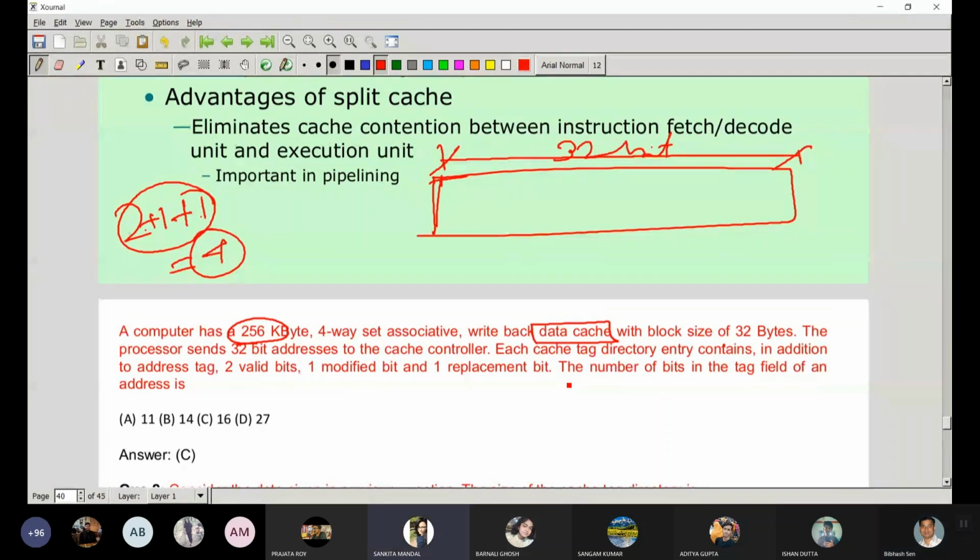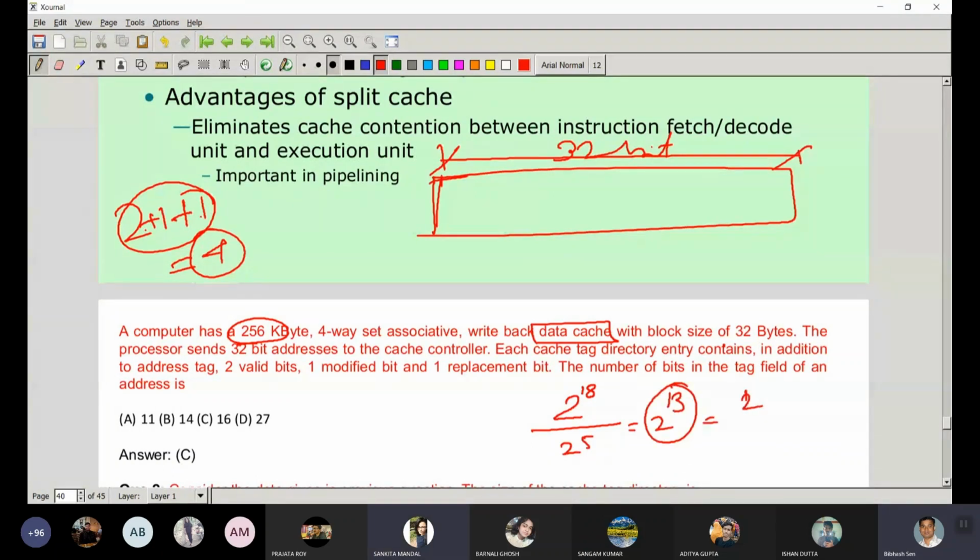Yes, sir. The number of blocks is the cache size by the block size, which is 256 K by 32, which is coming to be 2 to the power 13, like 2 to the power 10 into 2 to the power 3. So it's coming to the power 13, and the number of sets is 2 to the power 13 by 4, that is 2 to the power 11. First of all, 256 K means 2 to the power 18, na? Yes, sir. 2 to the power 18 divided by 2 to the power 5, so it is 2 to the power 13. That is the total number of blocks.